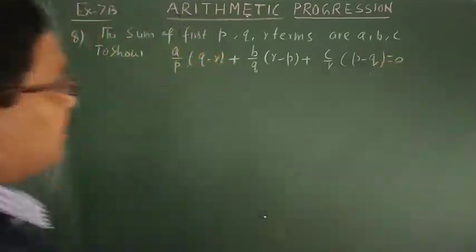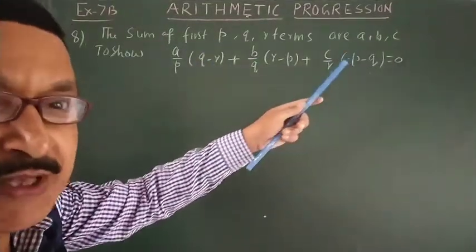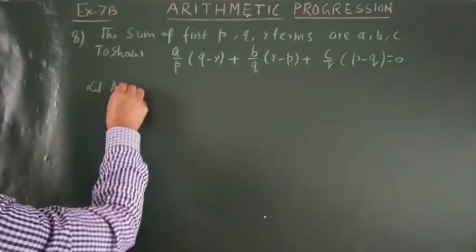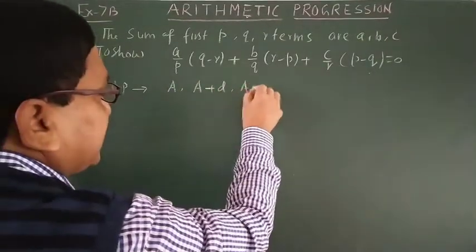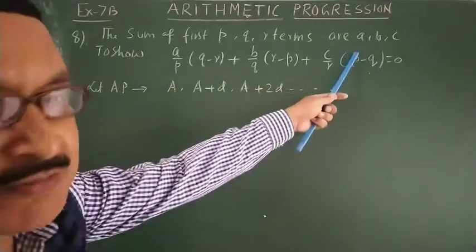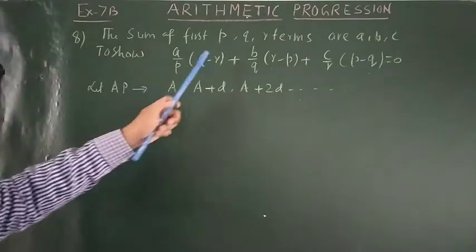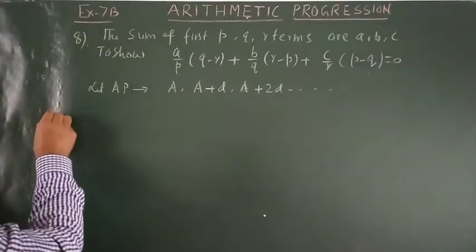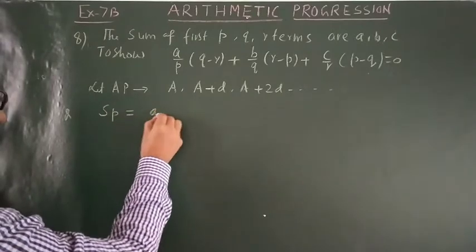is equal to 0. Now see, the sum of p terms is a. So an AP will never start with a small a. So let the AP be capital A, capital A plus D, capital A plus 2D, and so on. Because the sum of p terms is small a, the AP will never start with small a. Now according to the question, the sum of p terms is a. So according to the question, Sp is equal to a.